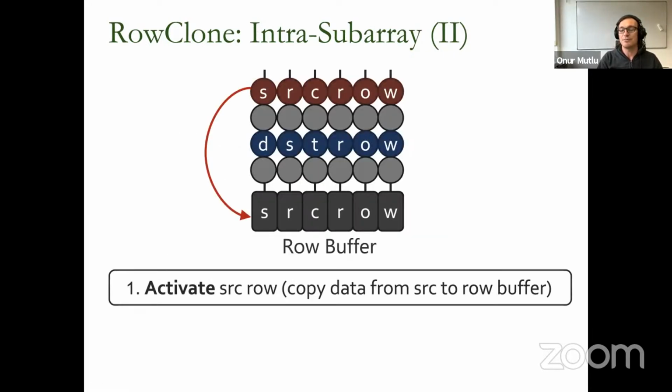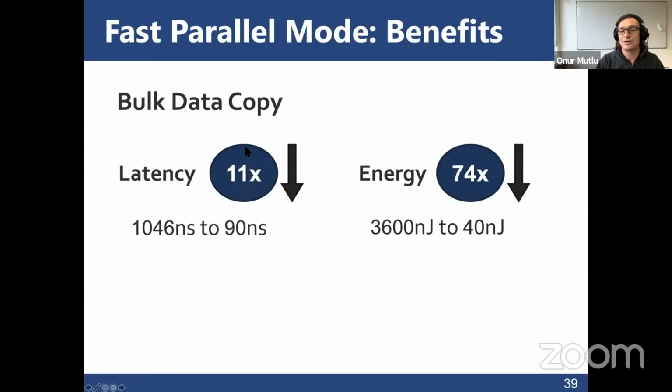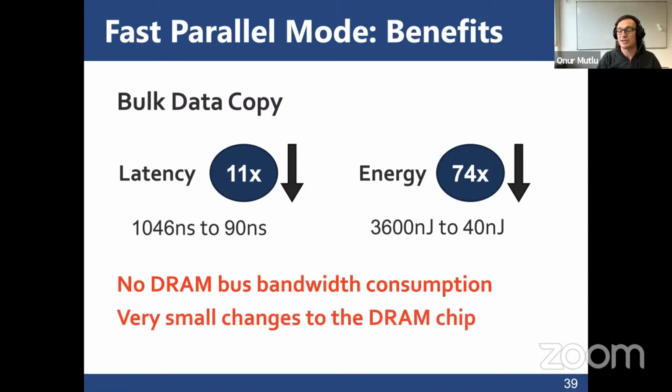We activate the source row, which copies the data from the source row to the row buffer. And then we activate the destination row by disconnecting the source row from the row buffer and connecting the destination, which enables copying of the data from the row buffer to the destination. Two consecutive activates, basically, and this is the core of the idea. This leads to more than an order of magnitude reduction in latency. And as I said, a 74x reduction in DRAM energy, which is significant. There's no DRAM bus bandwidth consumption, and very small changes to the DRAM chip.